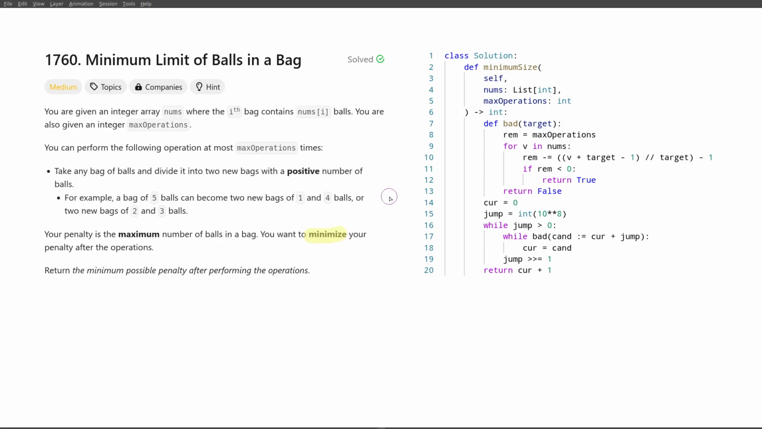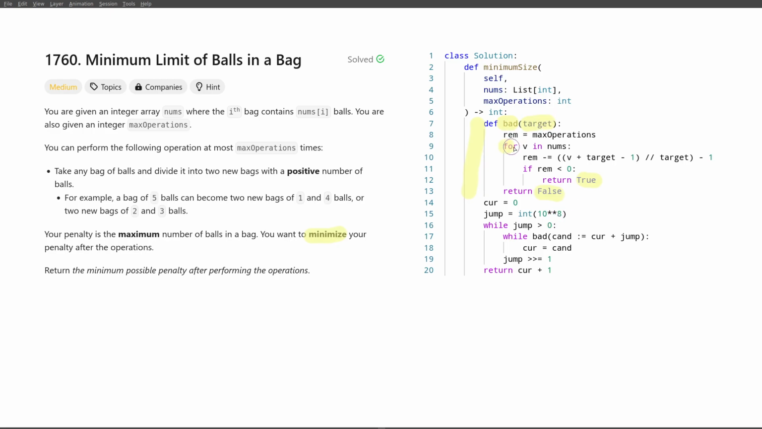That's because since we transform the problem into a decision problem, we know exactly how many splits we have to perform on a given bag, such that all the bags resulting from the split are below the threshold that we have set. So we'll have the solution for our decision problem, which is just a simple function that I named bad. It returns true if it's impossible to reach the target without exceeding max operations. Otherwise it returns false, because it's possible to achieve that target.